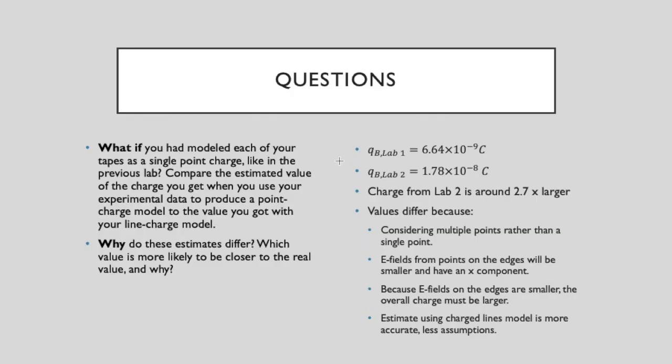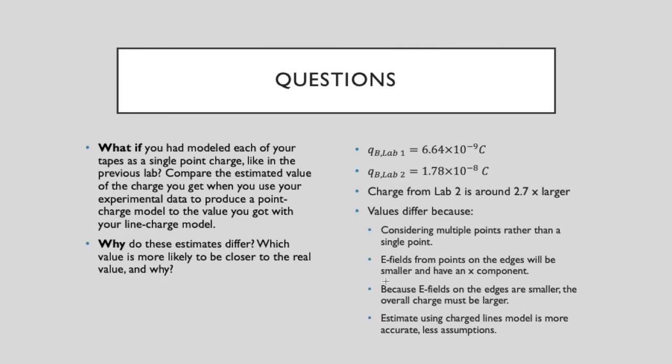In Lab 1, we used a single point charge model to estimate the charge on the tape. We found that the charge was equal to 6.64 times 10 to the negative 9 coulombs. In this lab, using the line of charge model, we found that the charge was equal to 1.78 times 10 to the negative 8 coulombs. This means that the charge from Lab 2 is around 2.7 times larger. These values differ because in Lab 2 we're considering multiple points rather than a single point.